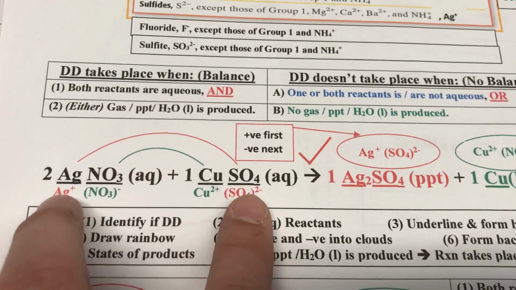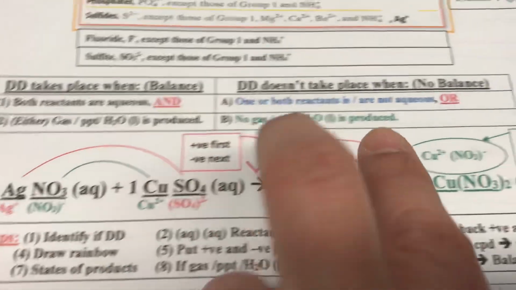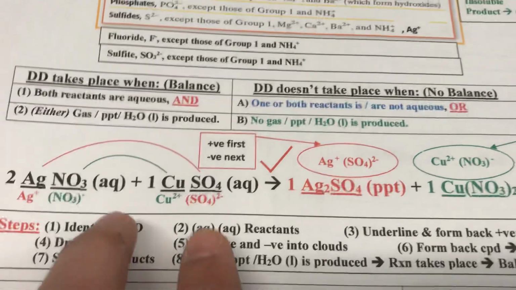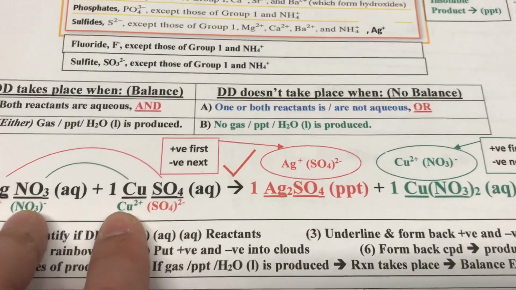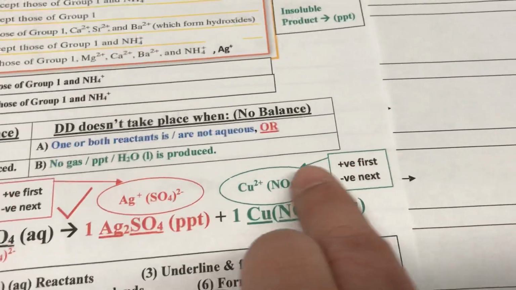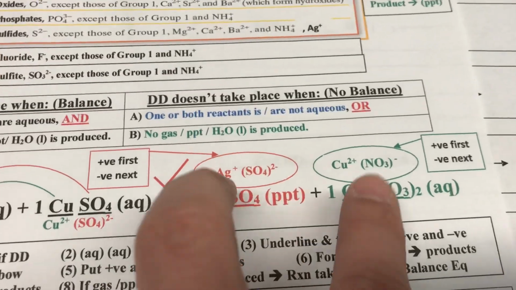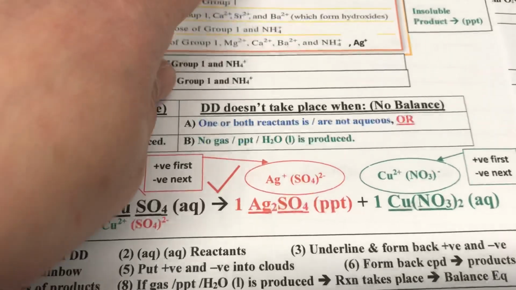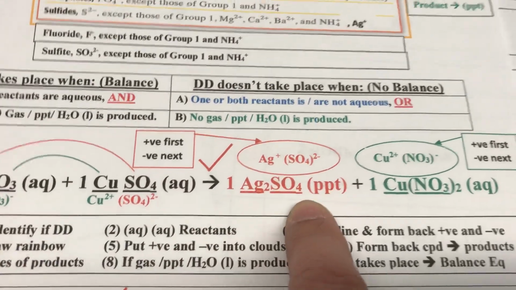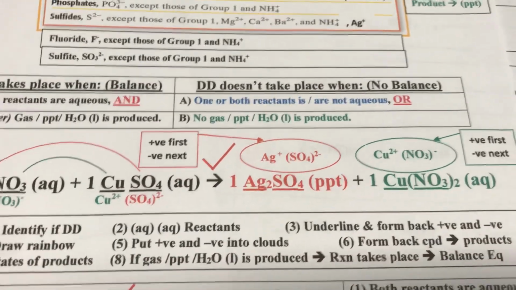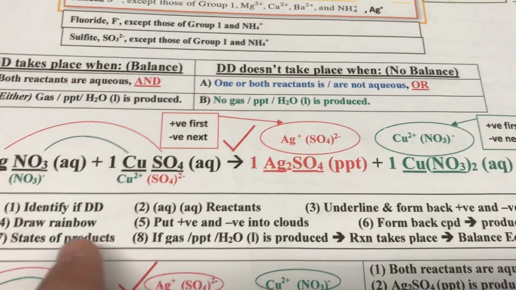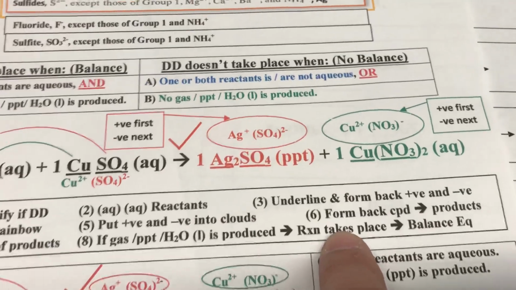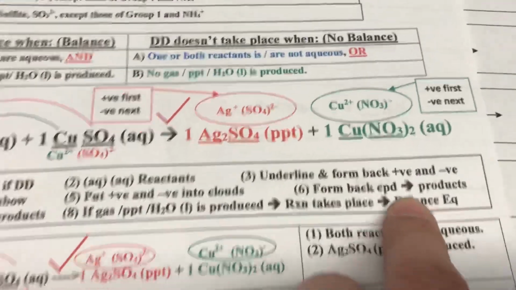So for example, I start with the red one, so I put these two into the cloud, positive first, negative next, and then I have the second cloud. This second cloud, the green one, must also be positive first, negative next, in this order. And then you cross over back to form the compound, and then you use the chart to check the solubility, whether they precipitate or are aqueous. So if they form a gas, PPT, or water is produced, the reaction takes place, then you can balance the equation.